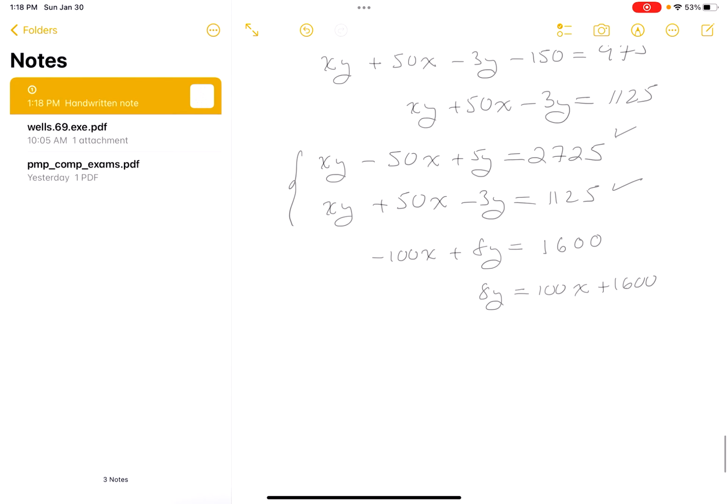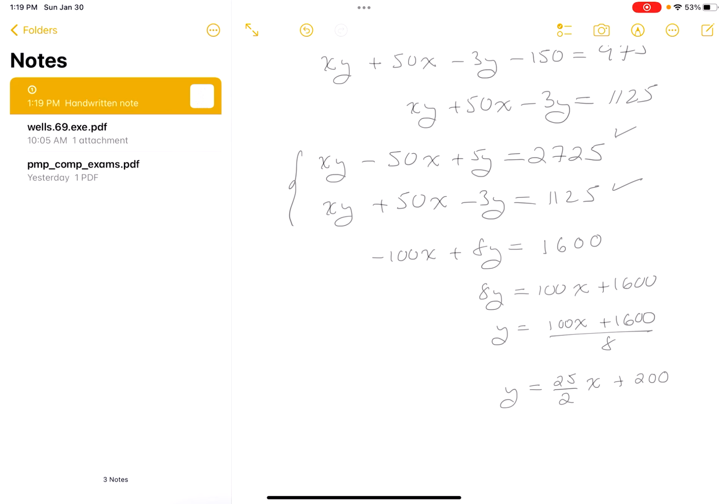And what I'm going to do over there, I'm going to divide both sides by 8. And what do you get? You get y equals 100x plus 1600 divided by 8. And what does that give me? y equals, well, let's see, 100 over 8 would be, divided by 4, right? Would be 25 halves. 25 over 2 x. And 8 goes into 1600 200 times.